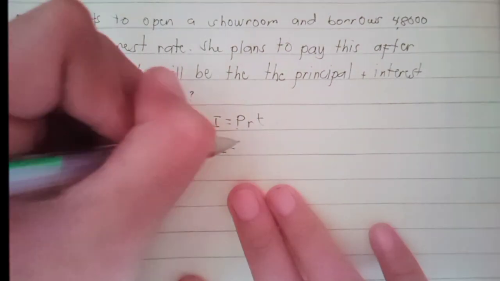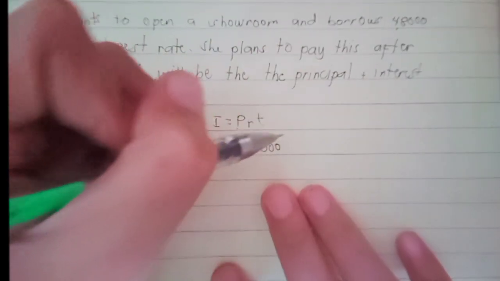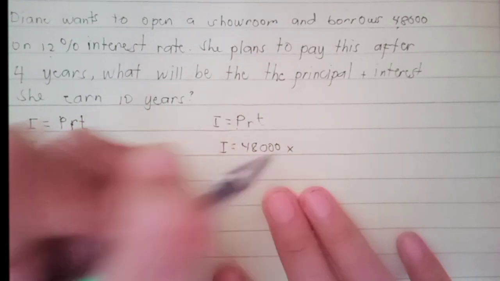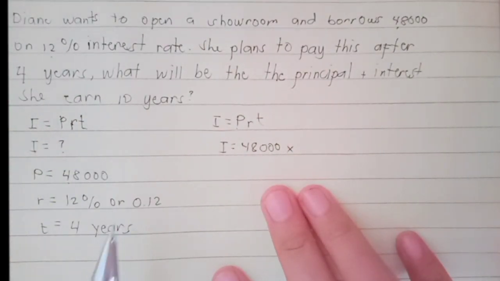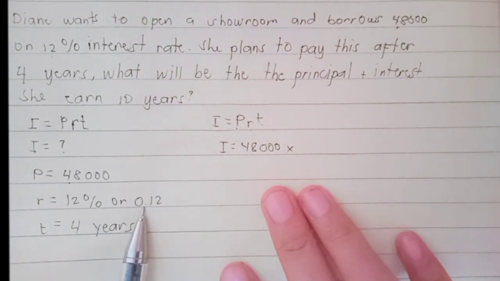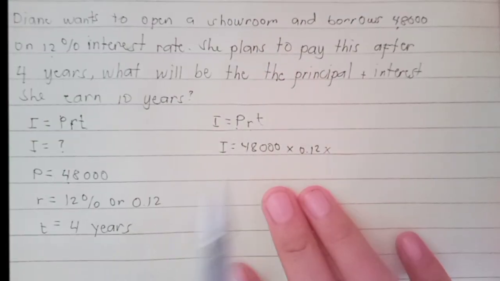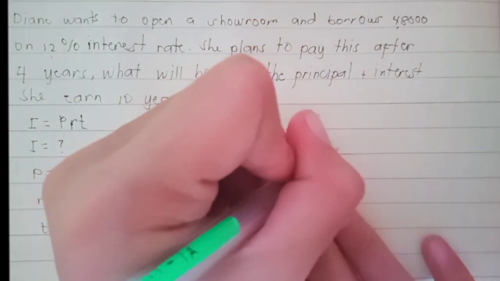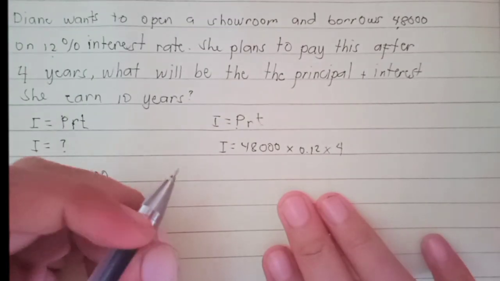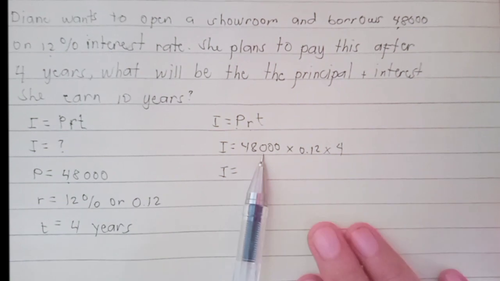So the value of principal is 48,000. Then times the value of rate. So the value of rate is 0.12. Then times the value of time taken. So the value of time is 4 years. So 48,000 times 0.12 times 4.